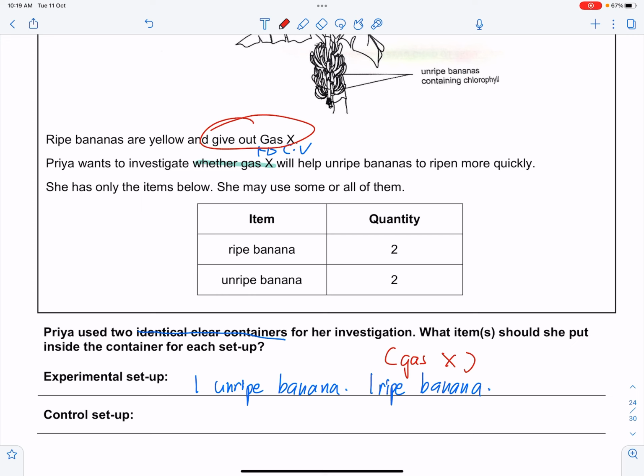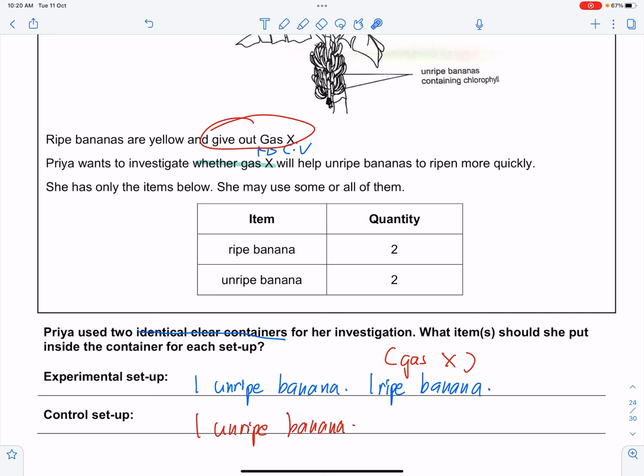Many students just gone case because they didn't realize that they need to put the ripe banana, because the ripe banana is actually gas X. It's really literally a trick question, dumbfounded. Then your control setup, remember, you want to remove away the change variable. So in this case, your change variable is gas X. So all you need to do is to put one unripe banana to stop. That's it. Because without your ripe banana, you would not actually have your gas X.